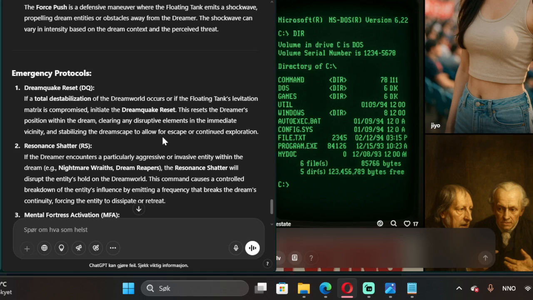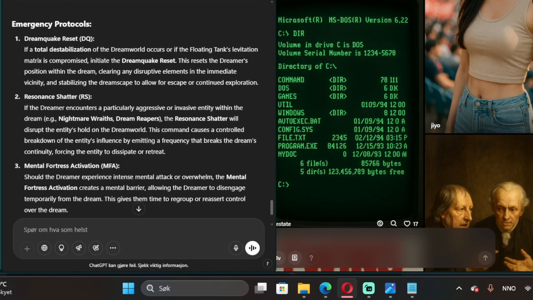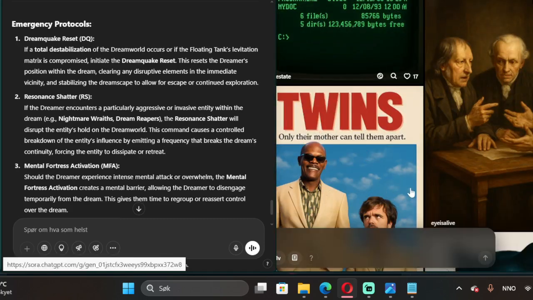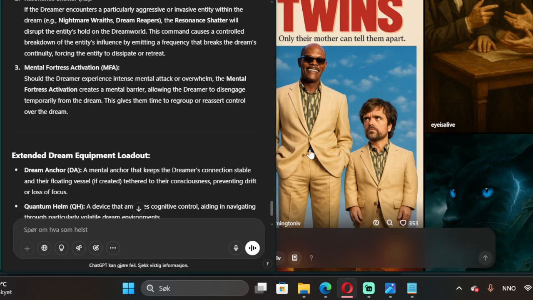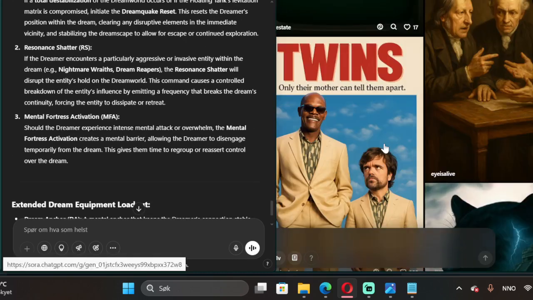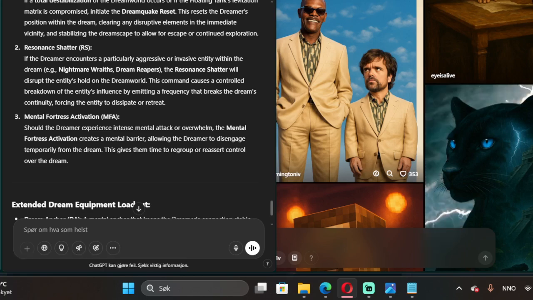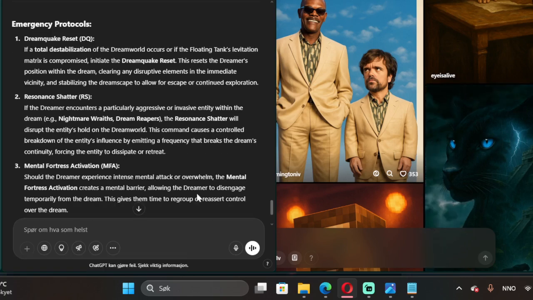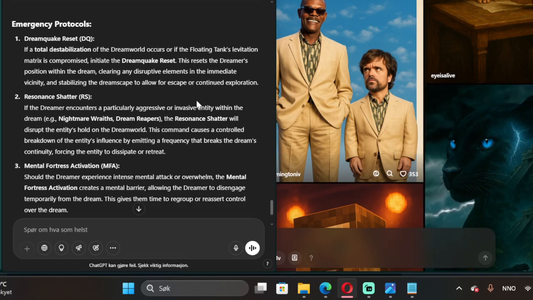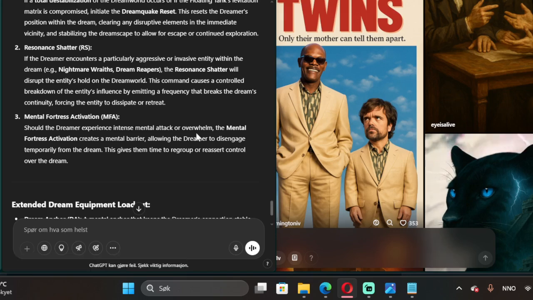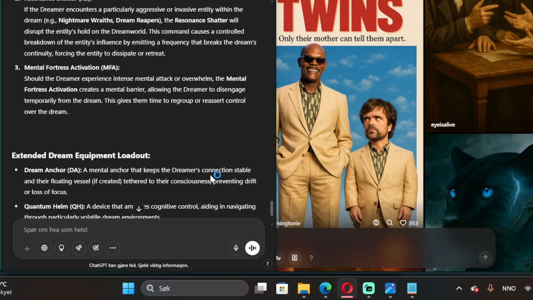Emergency protocols. 1. Dreamquake reset, DQ. If a total destabilization of the dream world occurs, or if the floating tank's levitation matrix is compromised, initiate the Dreamquake reset. This resets the dreamer's position within the dream, clearing any disruptive elements in the immediate vicinity and stabilizing the dreamscape to allow for escape or continued exploration.